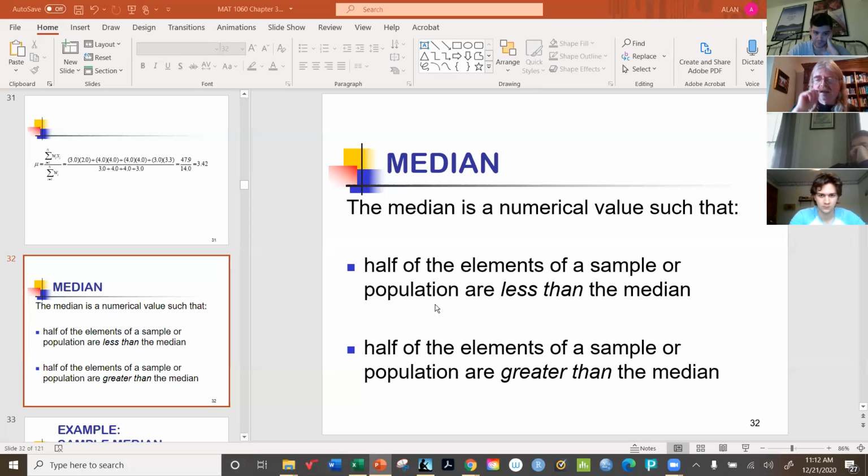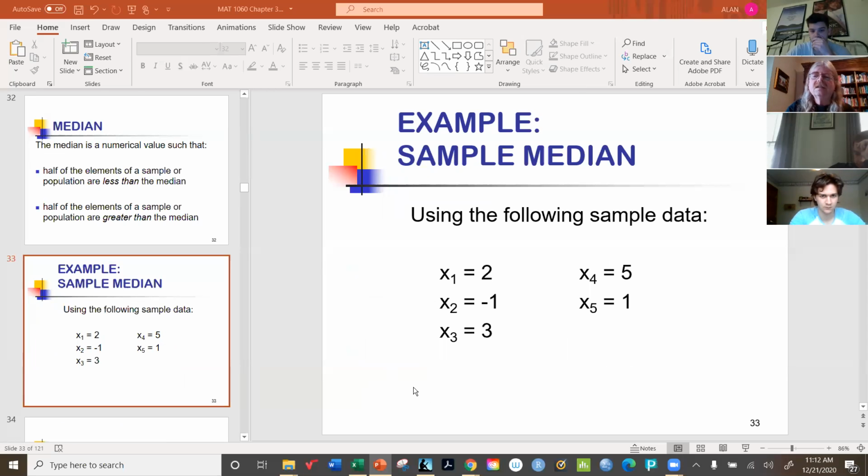So you'll see in a bit that sometimes this is actually more convenient than using the mean. It depends on the type of data you have. Most of the time we do use the mean, but the median has an important role to play as well. So let's see how this works.